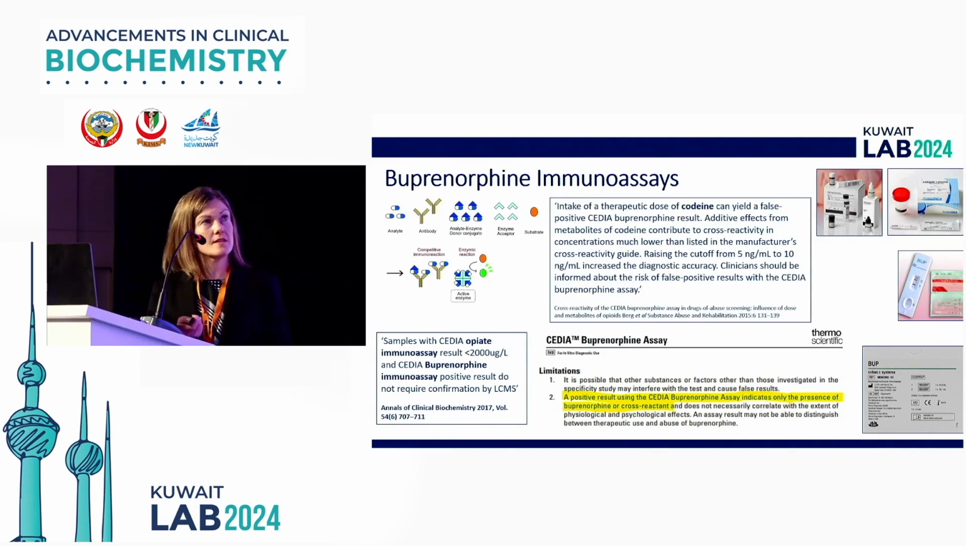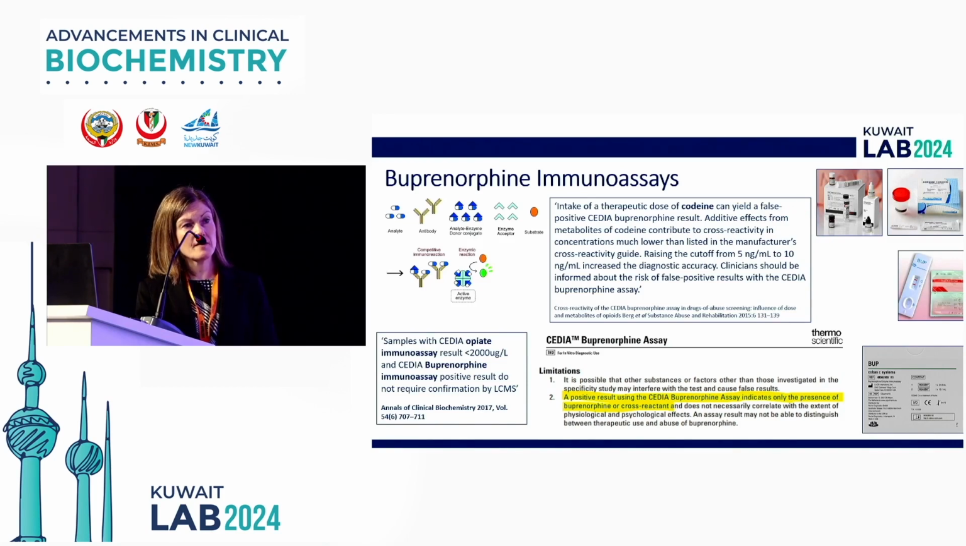Buprenorphine immunoassays are out there, and they're mainly enzymatic antibody assays, the CEDIA assays. There are a couple of papers I found which are quite interesting that have evaluated the CEDIA buprenorphine assay by Thermo. I'm not picking on Thermo, there are other assays available, and I'm sure they're very similar in terms of their properties. This paper was published in 2015, and they highlight that intake of a therapeutic dose of codeine can yield a false positive CEDIA buprenorphine result.